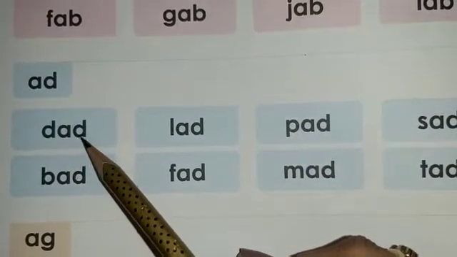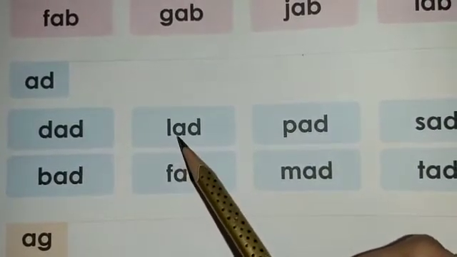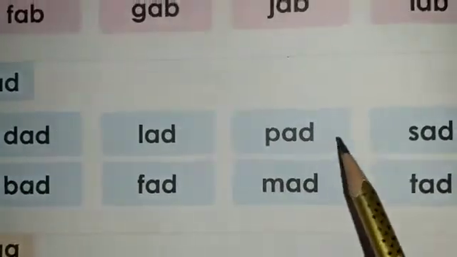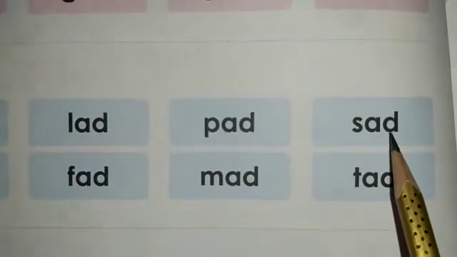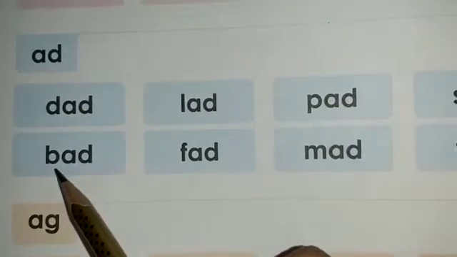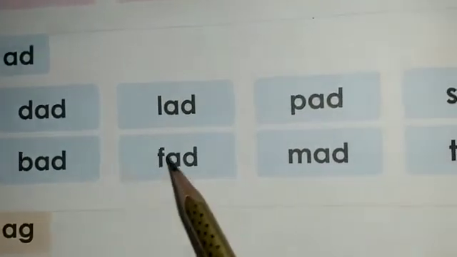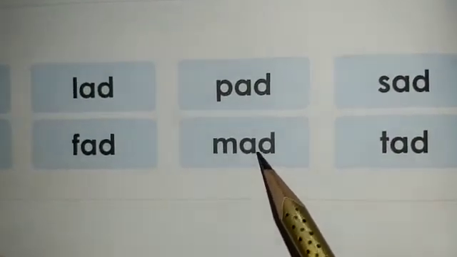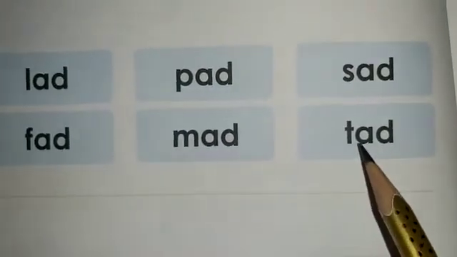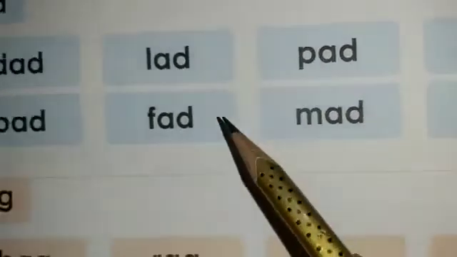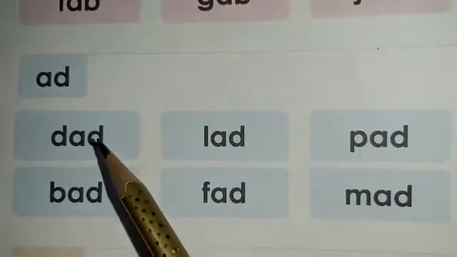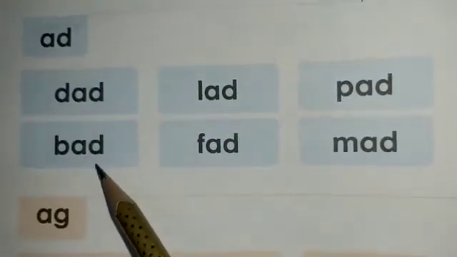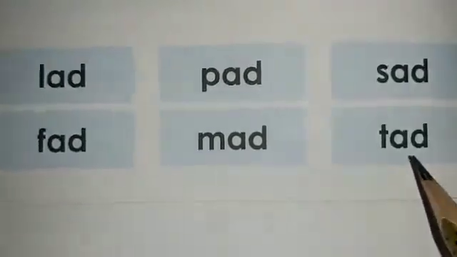Dad, A-D-D. Dad. Lad, A-D-D. Lad. Pad, A-D-D. Pad. Sad, A-D-D. Sad. Bad, A-D-D. Bad. Fad, A-D-D. Fad. Mad, A-D-D. Mad. Tad, A-D-D. Tad. So what are the AD words, the AD clusters? Dad, lad, pad, sad, bad, fad, mad and tad.